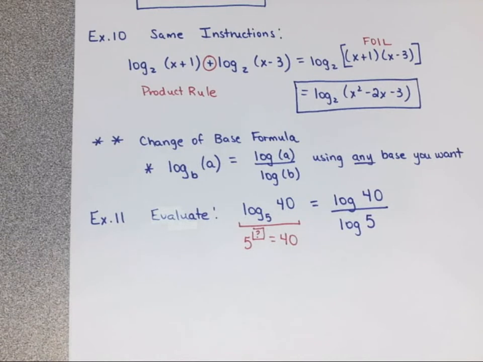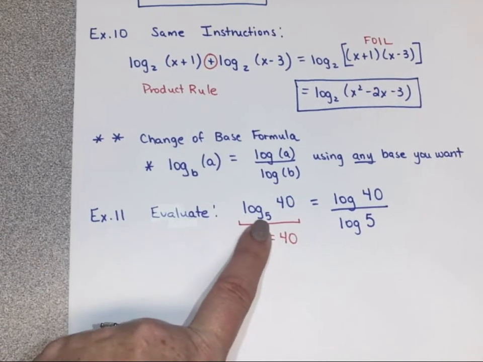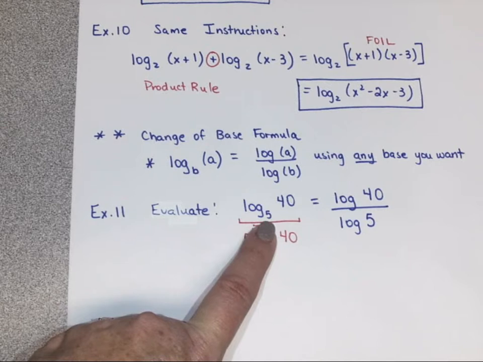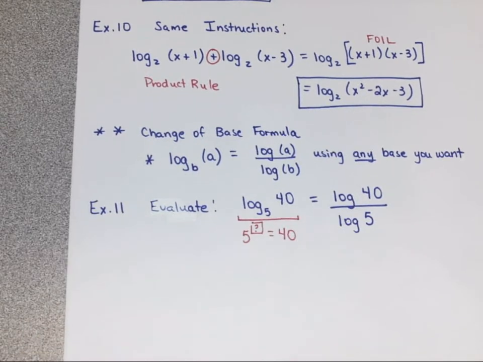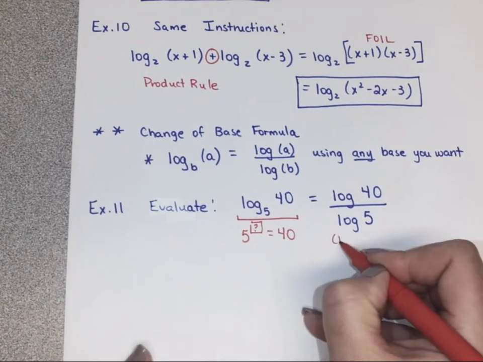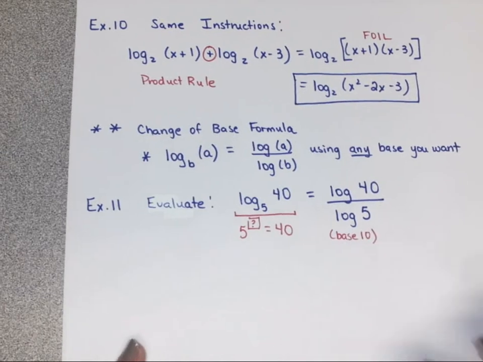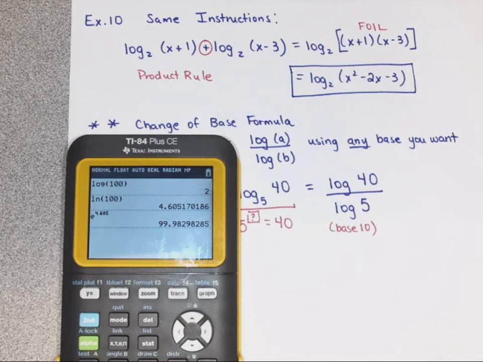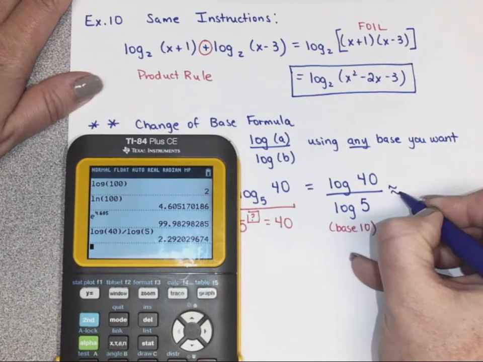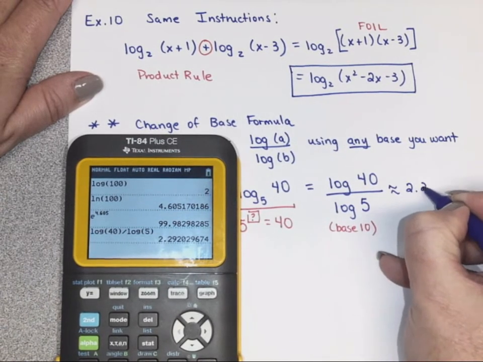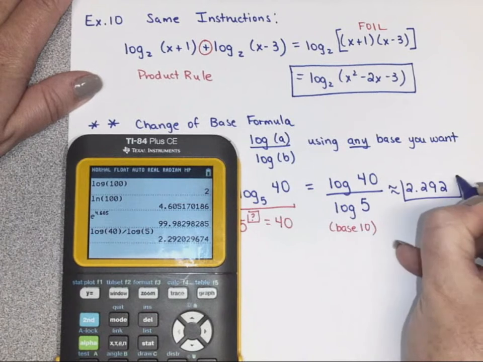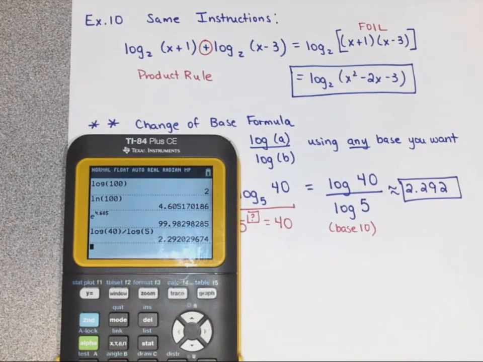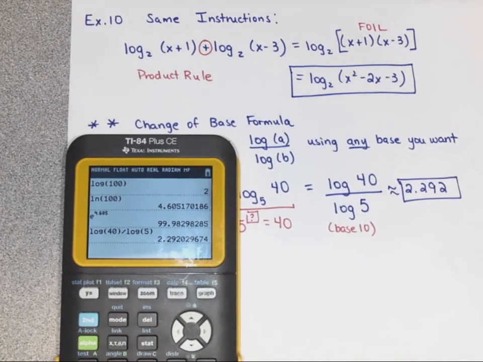And why is that helpful for us to be able to do? We took it out of base 5, which we don't really have a calculator that can help us, right? And now we put it into base what? This is really base 10. Okay, so we're going to use our calculator to help us out there. So it's going to be the log of 40 divided by the log of 5. Not surprisingly, we're not going to get a pleasant answer here. We already talked about that the answer wasn't something we could come up with on our own, right? So the answer comes out to be approximately 2.292.